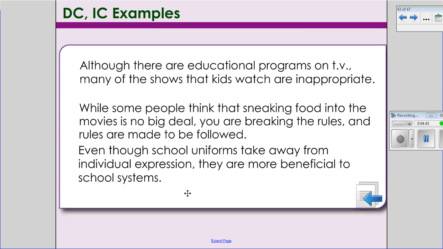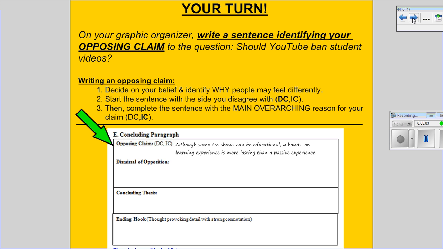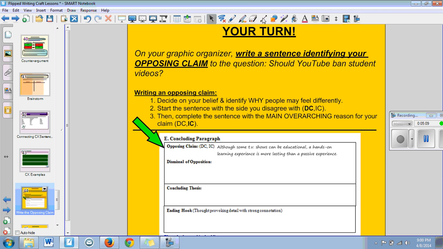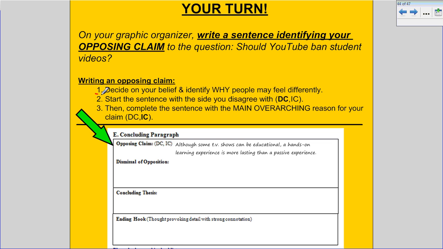Here's another example. Even though school uniforms take away from individual expression, they are more beneficial to school systems. Here again, I am acknowledging the counter, and then in the second part I restate my opinion. So let's try writing this, and let's specifically look at some guidelines to help you do this. First, you need to decide on your particular belief. Looking at number 1: decide on your belief and identify with why people may feel differently. So as a writer, you have to acknowledge and understand both sides.